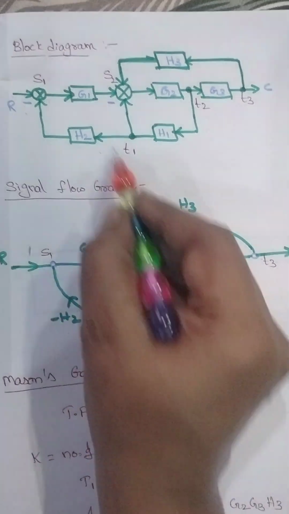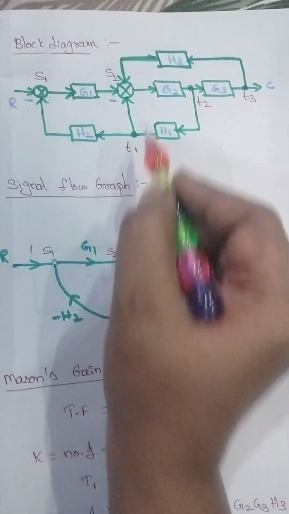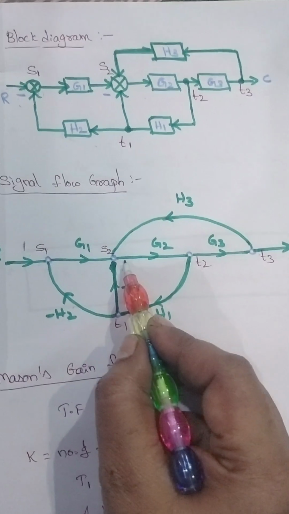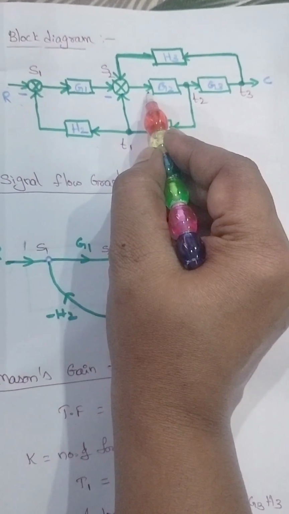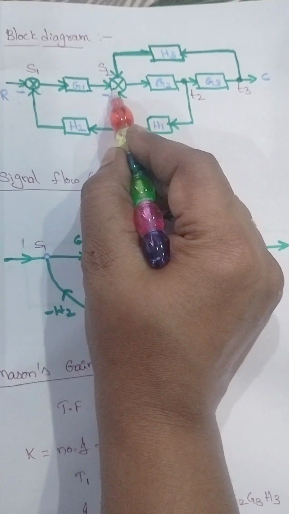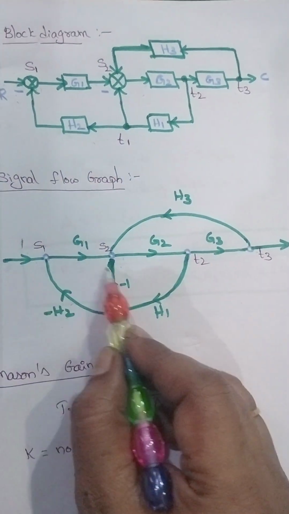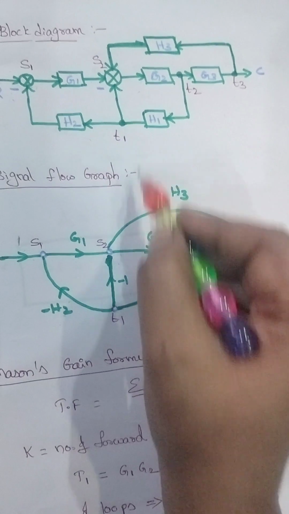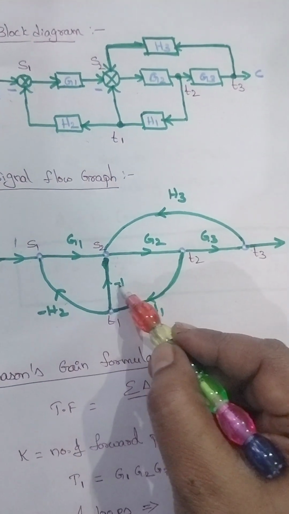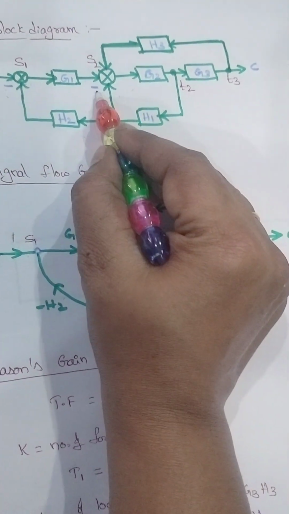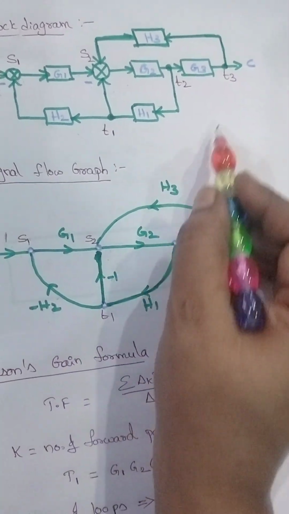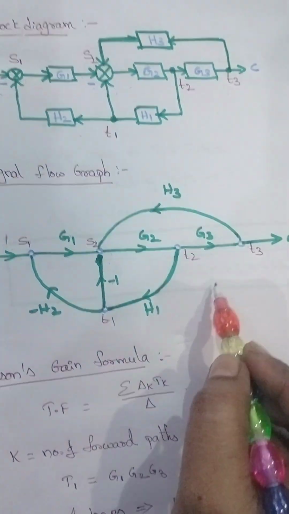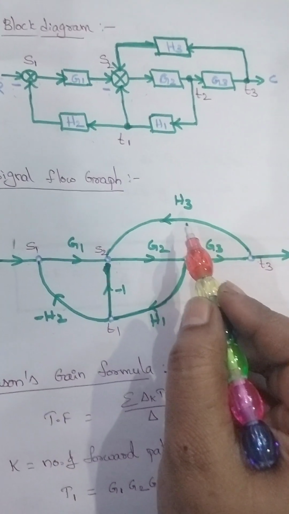So in this way, after completion of the S1 node, coming to the S2 node. In the S2 node also, we have 3 incoming and 1 outgoing. So here is a branch from S1 to S2 with the gain G1. And here is one more branch with a minus, that's why minus 1, from T1 to S2. And from T3 to S2, we have one more branch, that is H3.